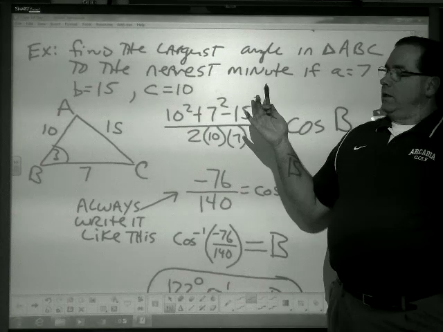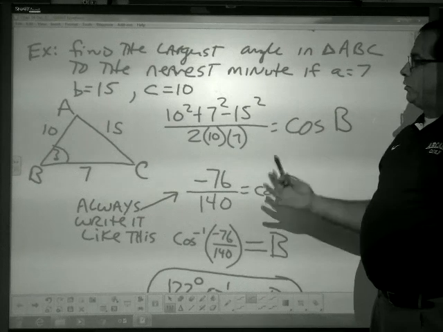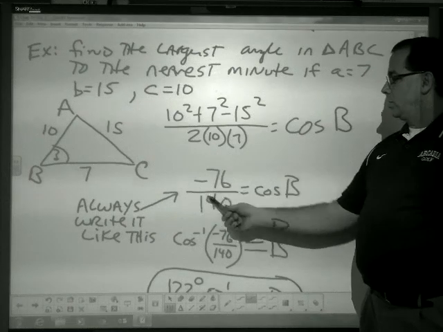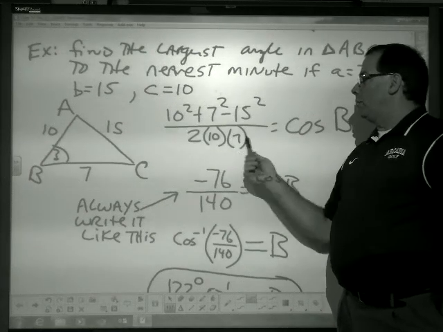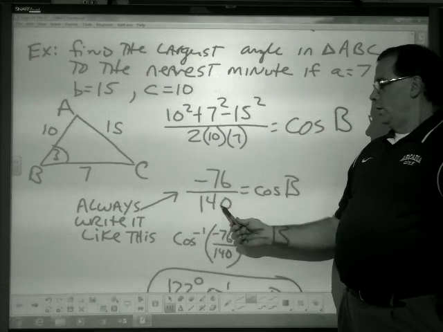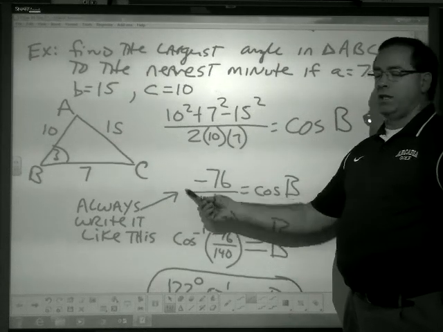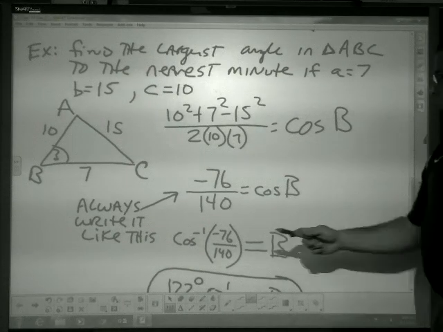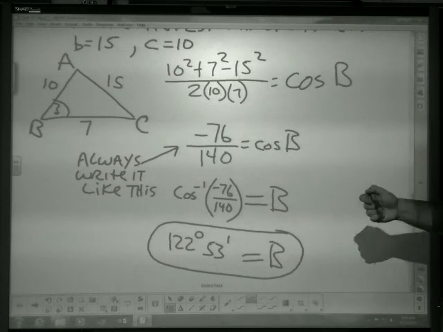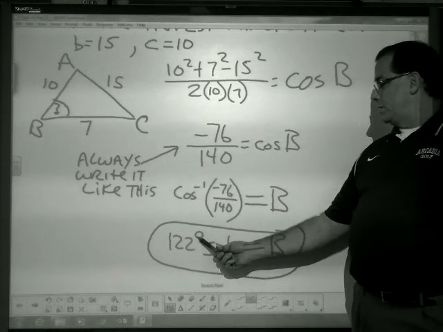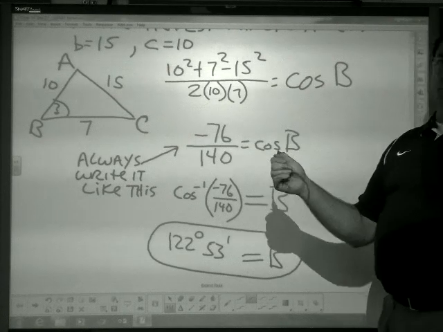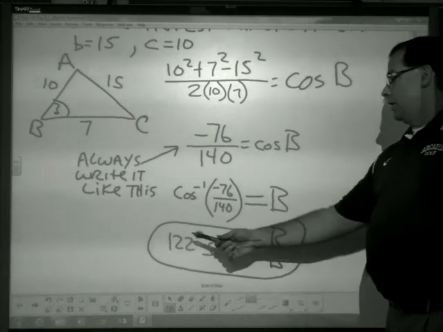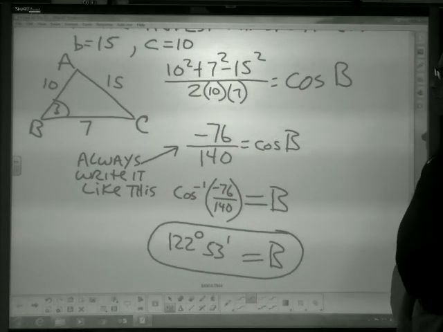All right, now, the common error that's made right here is how we use our calculator. So to eliminate that, you're going to enter in the top part and hit enter, and you're going to get negative 76. You're going to enter the bottom part, hit enter, you're going to get 140. Always write it as a fraction like this, then you'll eliminate the chance for making an error. Now I do second cos, and I get 122 degrees, and when I hit second apps, degrees, minutes, seconds, it'll give me 53 minutes. If it went to the nearest degrees, then it would be 123 degrees, okay?